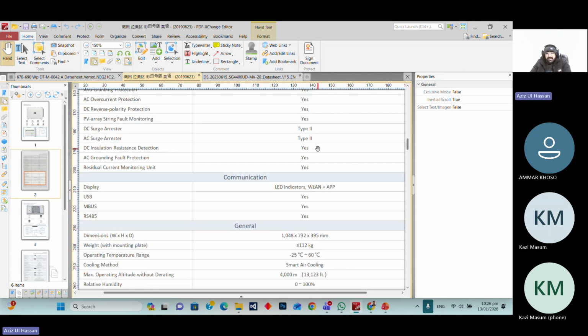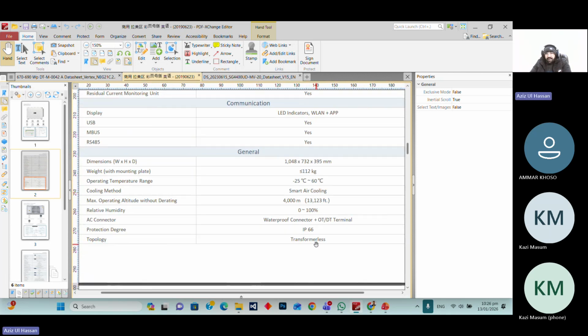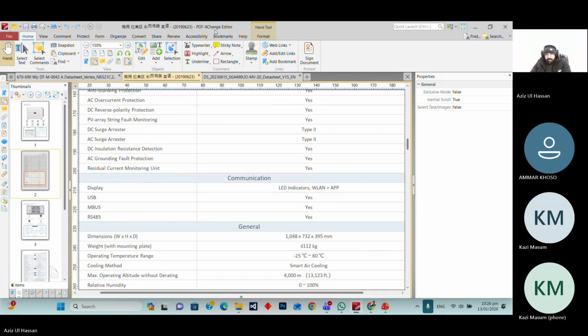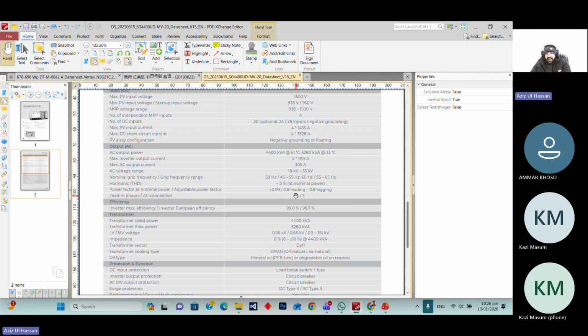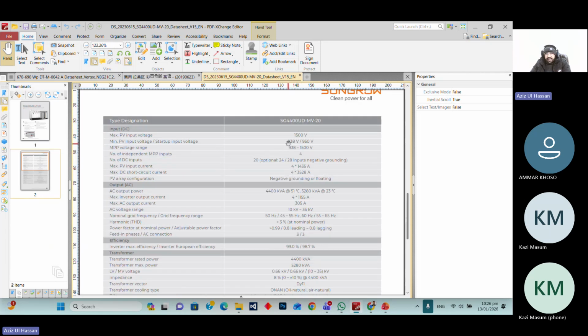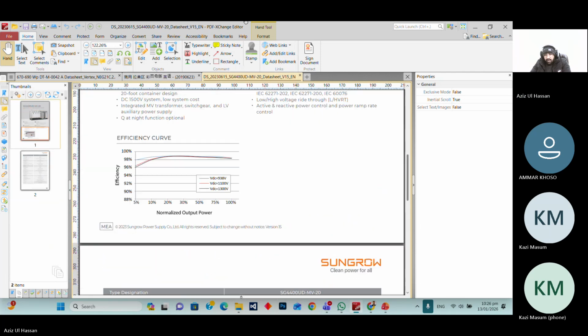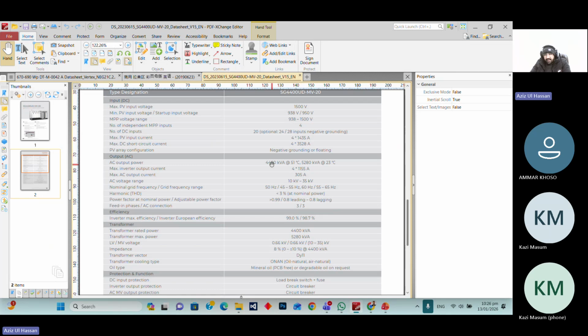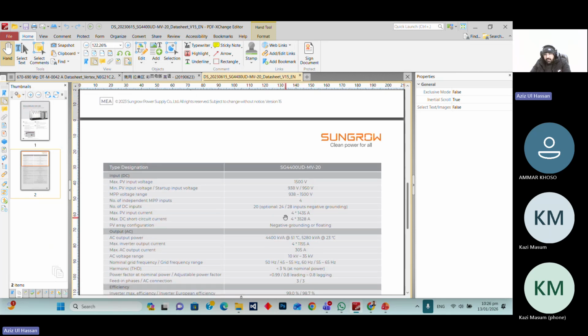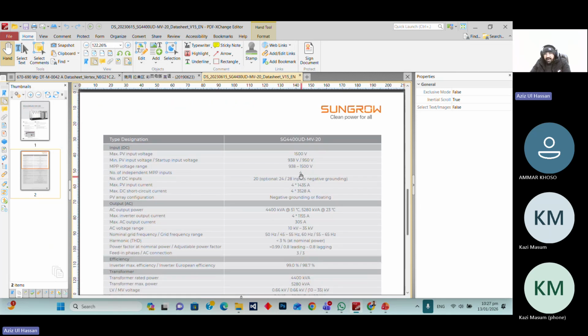So the other has the protection level, the weight, the IP ratings, and other things. In the case of the central inverter, we have the same input voltage, starting voltage, MPPT. Now you have seen that they have just one MPPT, because we have four inverters in one containerized solution. So each inverter has one MPPT.